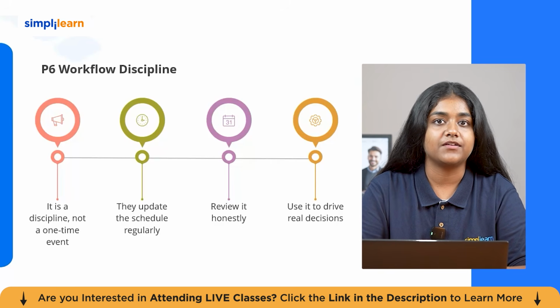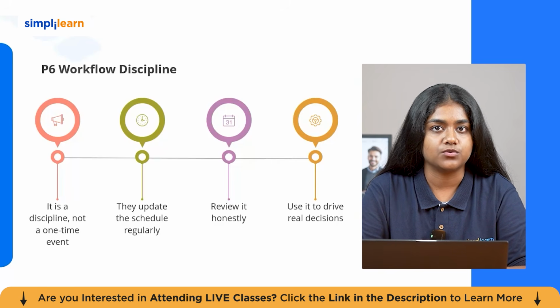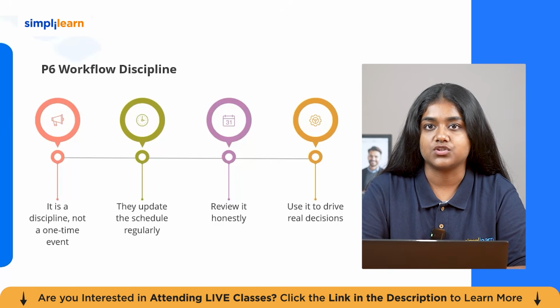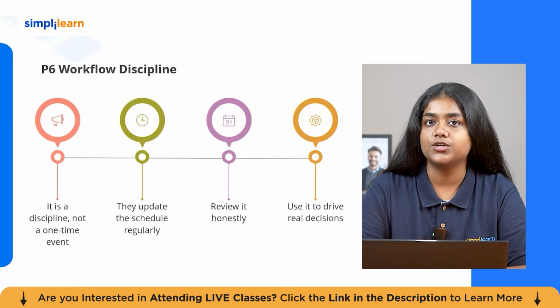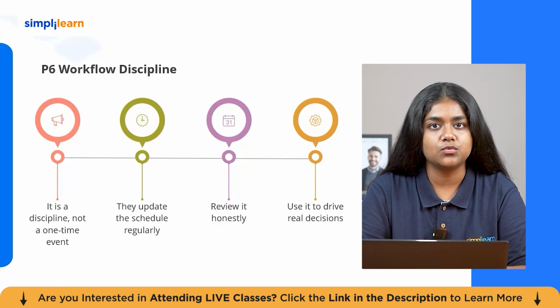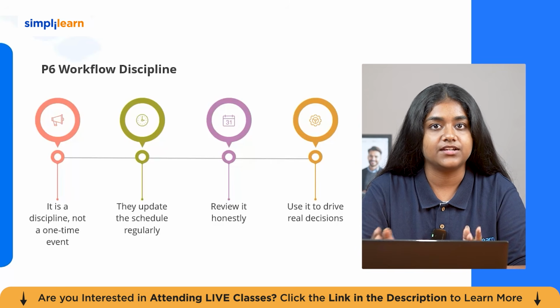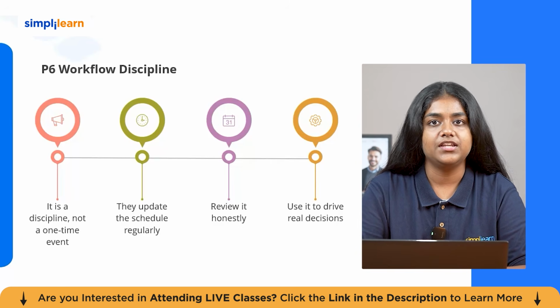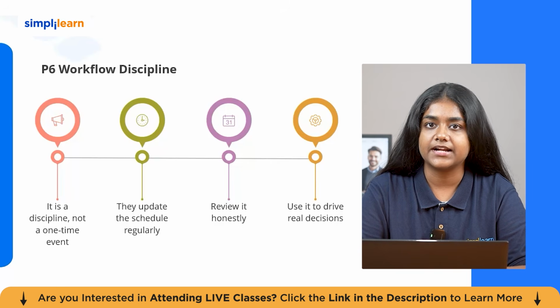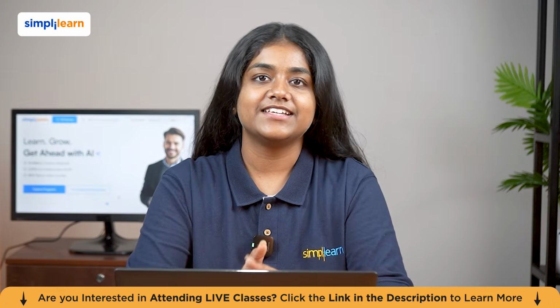The real purpose of Primavera P6 is not just to create reports. It should help you make better decisions. For example, you can decide whether to add resources, change activity sequencing, adjust timelines, escalate risk, or take corrective action. When used this way, P6 becomes a practical project control system that helps you plan, monitor, and deliver projects more efficiently. So that's the end of this module.